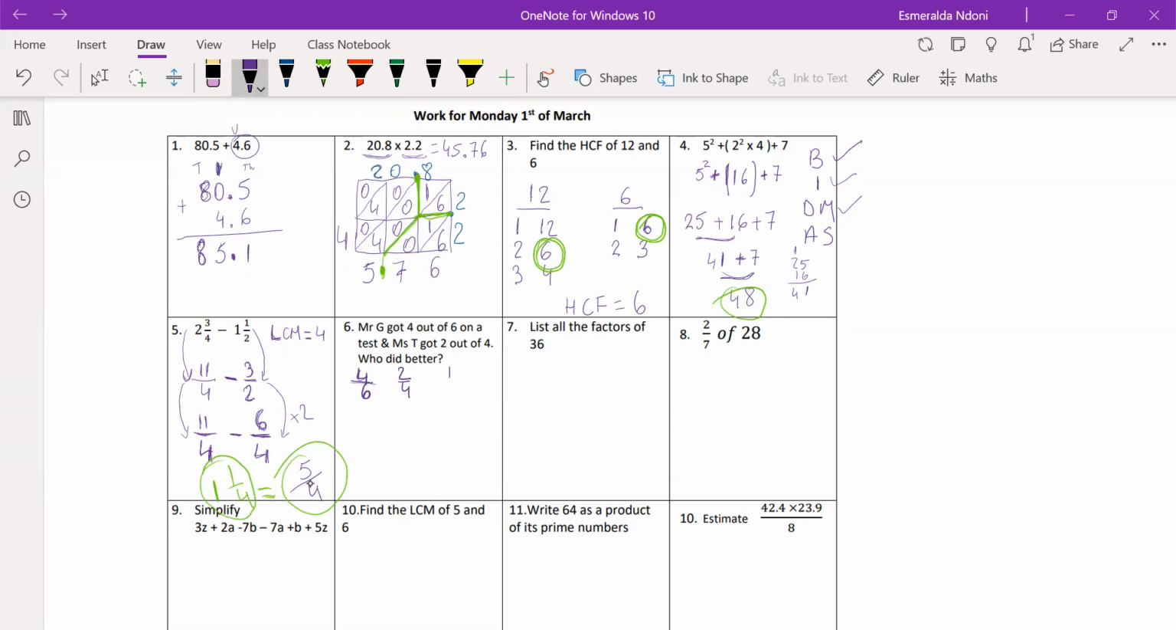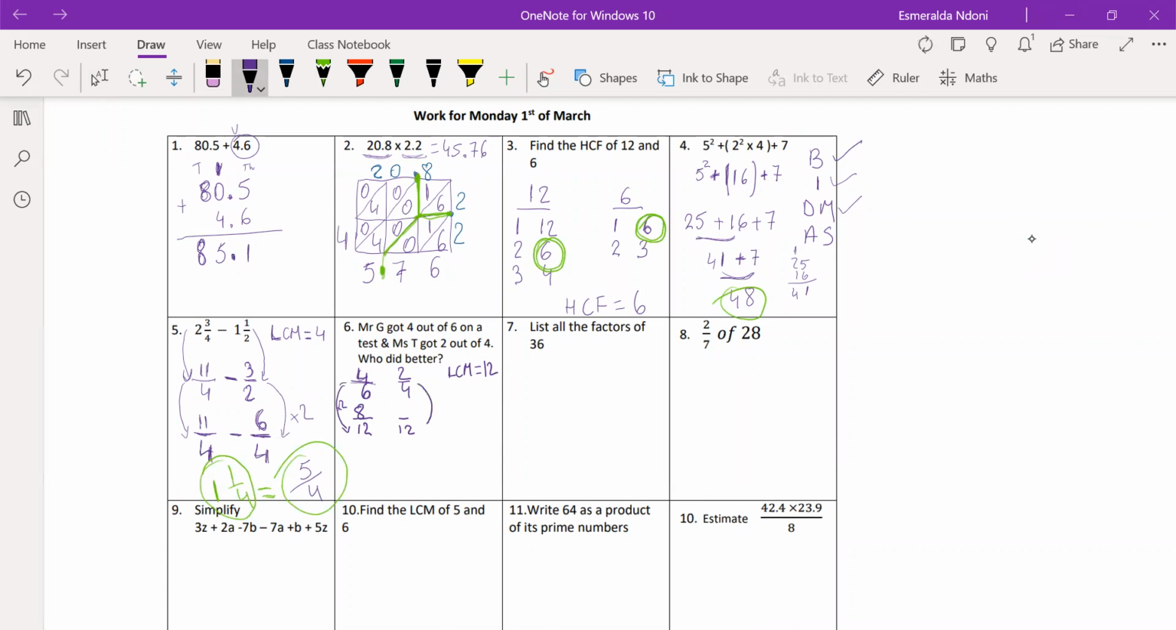To compare fractions, we find the LCM. So the LCM of 4 and 6 is 12. Now we need to rewrite both these fractions with a denominator of 12. You have to ask yourself, how did 6 go into 12? Well, that's times 2. Whatever you do to the top, you do to the bottom. So 4 times 2 is an 8. These two fractions are equivalent with each other.